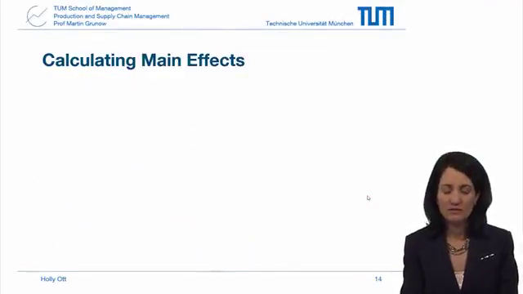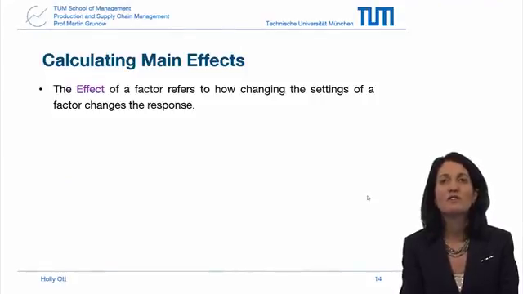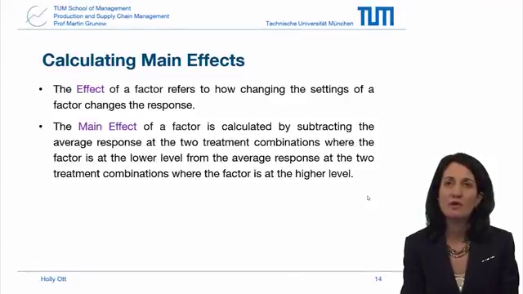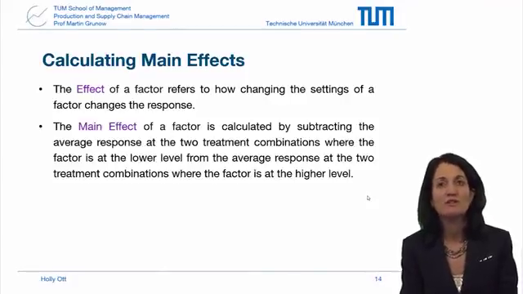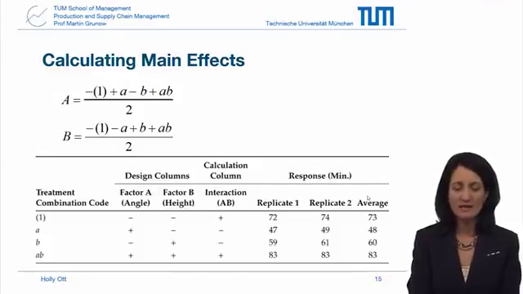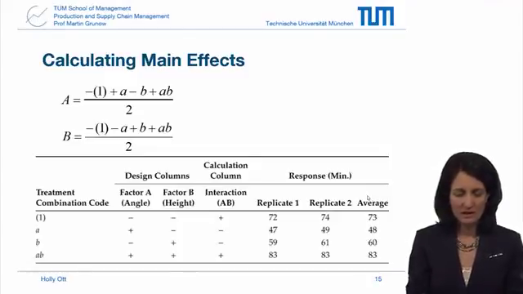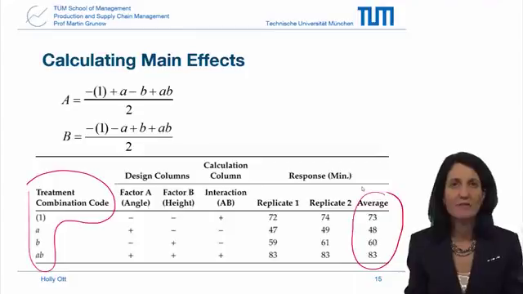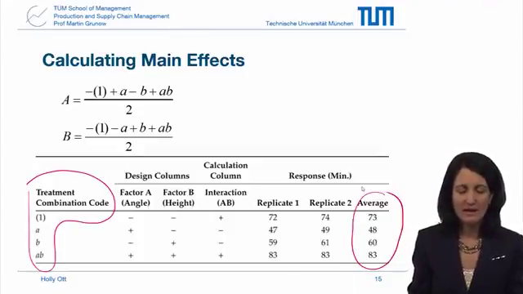So let's review what those are. The effect of a factor refers to how changing the settings of a factor changes the response. And the main effect of a factor is calculated by subtracting the average response at the 2 treatment combinations where the factor is at the lower level from the average response at the 2 treatment combinations where the factor is at the higher level. And if we use our nomenclature, we can then write out the equations for A and B as follows. So now if I want to do this calculation, here I have my different treatment combination codes. Here I have my averages that I've measured, average from the 2 replicates.